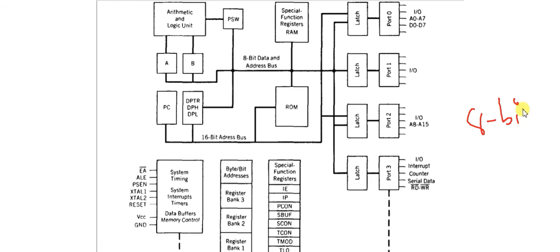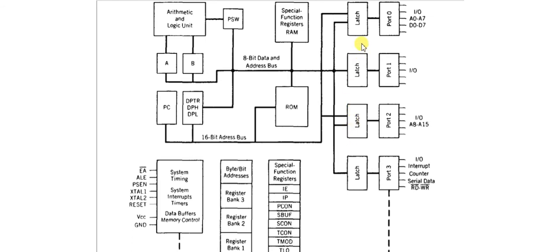Okay, so at a time this controller requires to carry 8-bit data. So all registers we are going to discuss, we have seen A register, B register, PSW, are of 8 bits. And the processing capability of this ALU unit is 8-bit, meaning it can process simultaneously on 8-bit data.